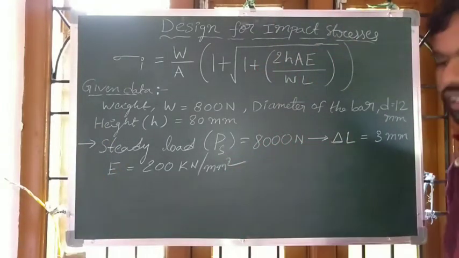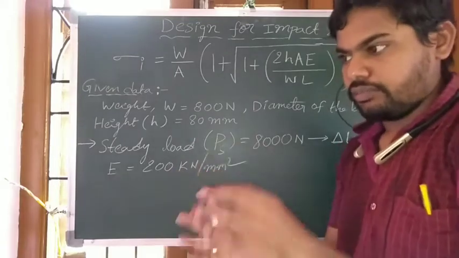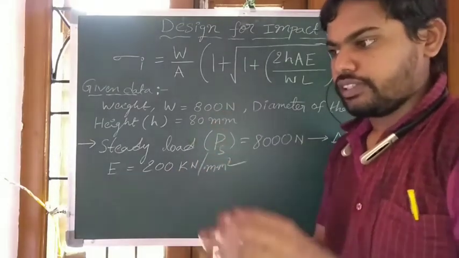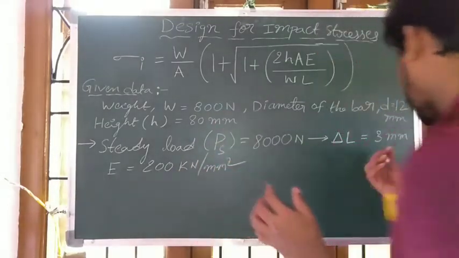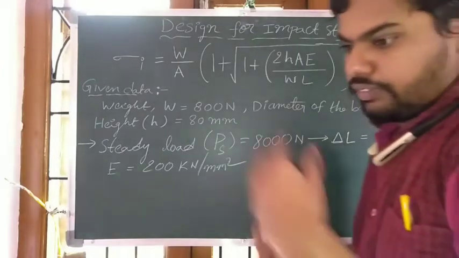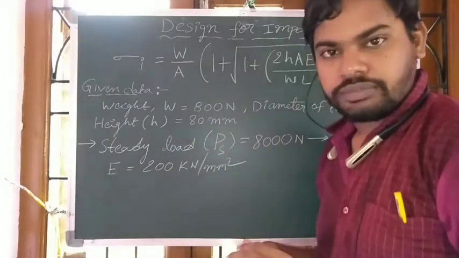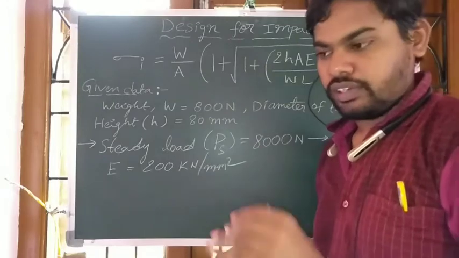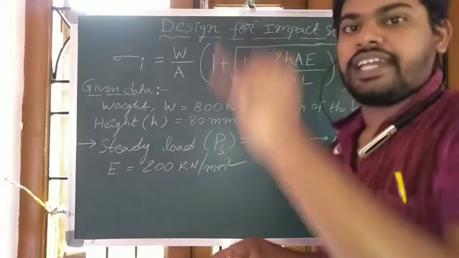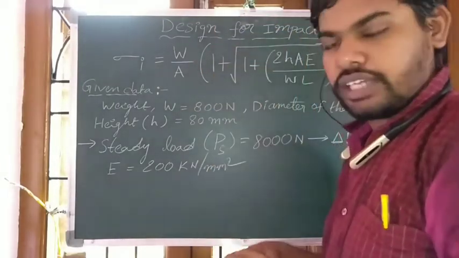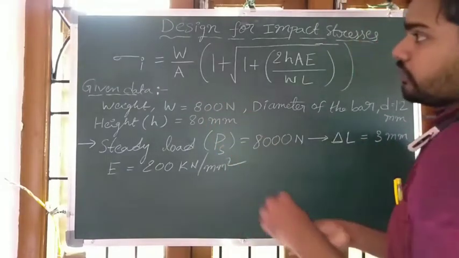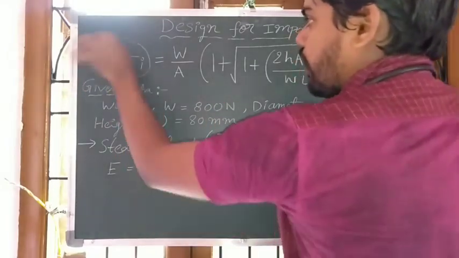So this is the steady load. The first condition is a steady load: the bar is subjected to some steady load and it will experience stretching of 3 mm. After that, again the same bar is subjected to impact load, because it is applied from a certain height, h equal to 80 mm. Then we have to calculate the impact stress sigma I.